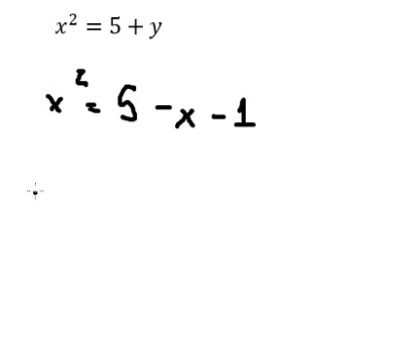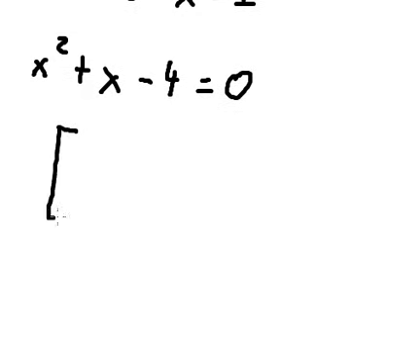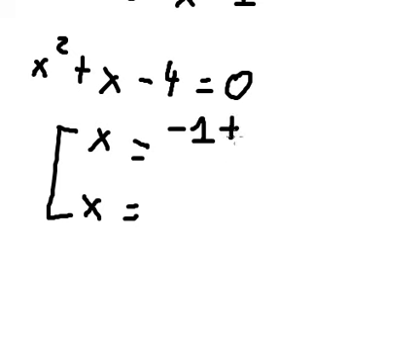So I will put this one to the left. 5 minus 1, we have number 4. So we calculate this one. We have x equals negative 1 plus the square root of 17 over 2. And the second one.